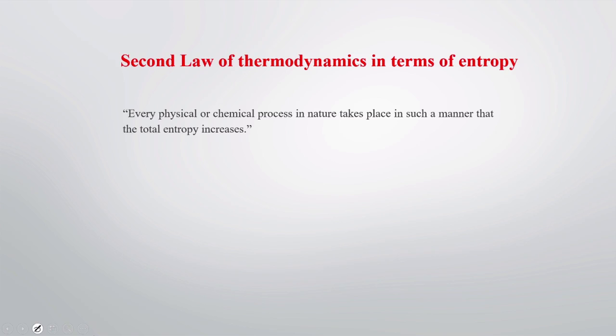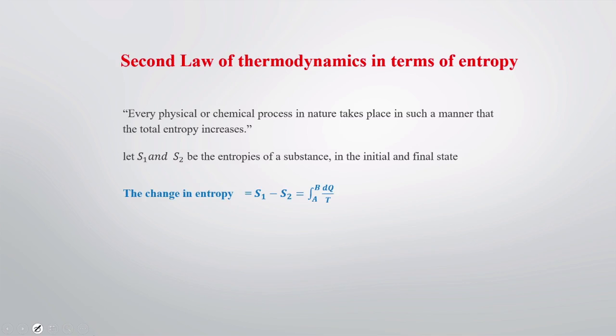Now, in order to put this law in mathematical form, let us take S1 and S2 to be the entropies of a substance in the initial and final states. So, we are taking S1 and S2 as the entropies of the substance in the initial and the final states, starting with an arbitrary point. Then we can write the change in entropy as S1 minus S2, which is equal to the integration from the limits a to b of dQ by T.